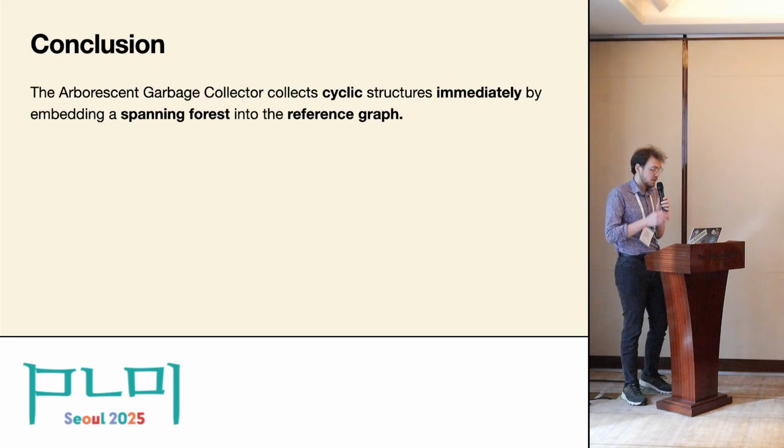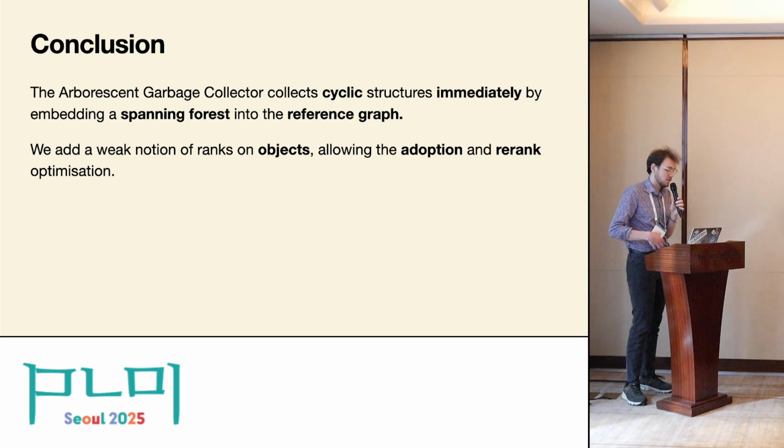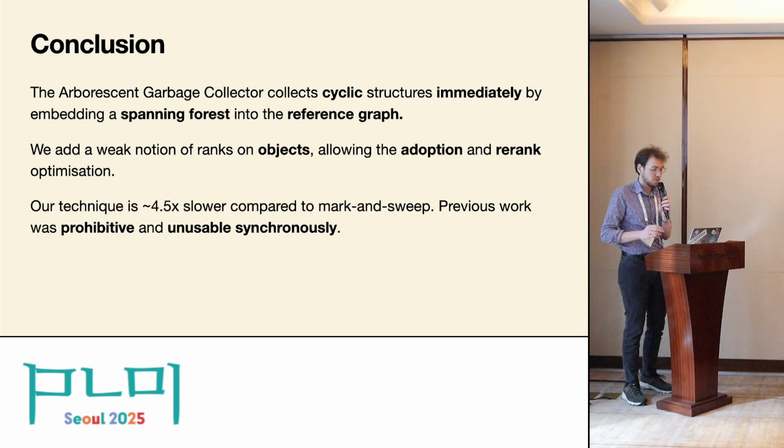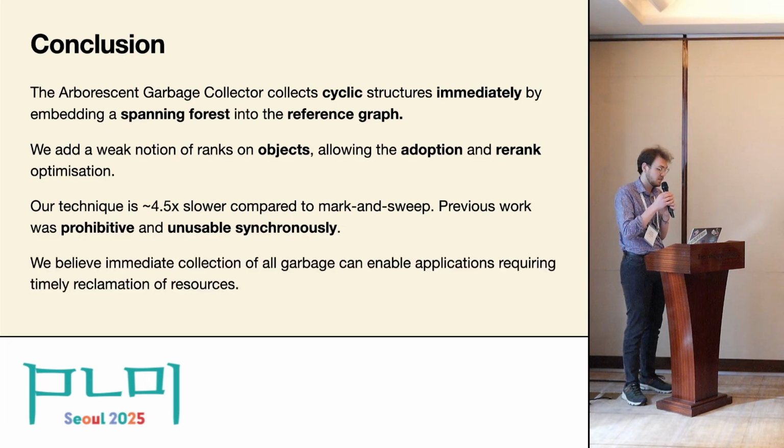So in conclusion, the arborescent garbage collector collects cyclic structures immediately by embedding a spanning forest into the reference graph. We add a weak notion of rank on objects, allowing the adoption and re-rank optimization. Our technique is about 4.5 times slower compared to the mark and sweep implementation, where previous work was prohibitive and unusable synchronously. And we believe that immediate collection of all garbage can enable applications requiring timely reclamation of resources. So thank you very much.